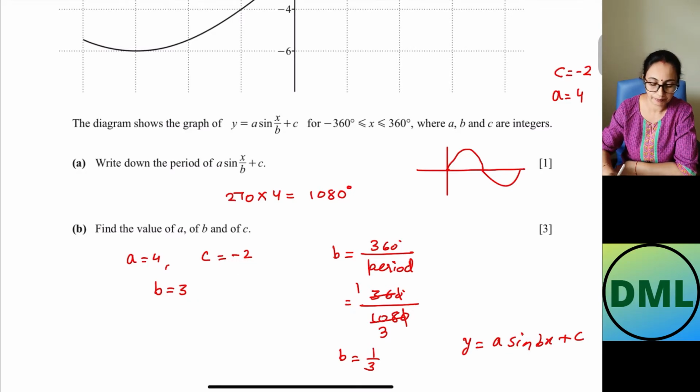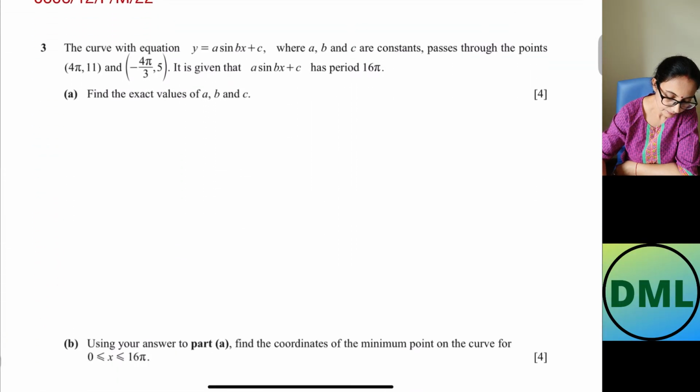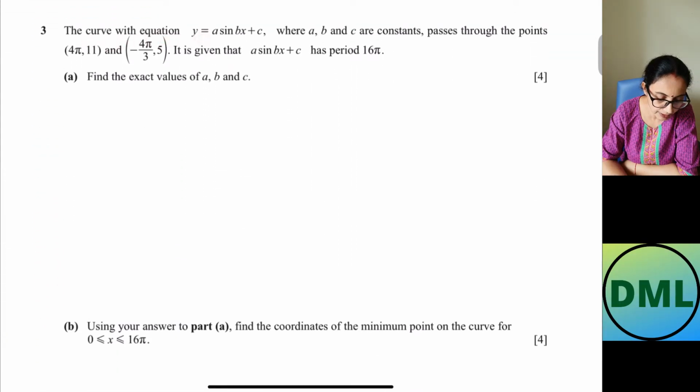Let's see one more example. The curve with equation y is equal to a sine bx plus c, where a, b, c are constants, passes through the points (4 pi, 11) and (minus 4 pi by 3, 5). It is given that a sine bx plus c has period 16 pi. Find the exact values of a, b and c.